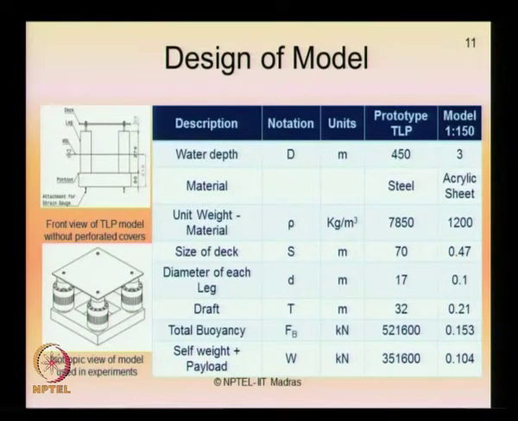This is the model of a TLP which shows an isometric view, which is used in the experiments. This is the front view of the model. This is the description of the design parameters of the model, where the water depth studied for a TLP in the prototype is 450, whereas on a scale of 1:150 a 3 meter water depth is used for experimental investigation. The original material in the prototype is of course recommended as steel, which is used for a tension leg platform, but here the material used is acrylic.